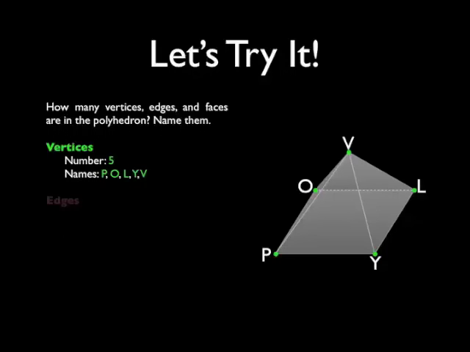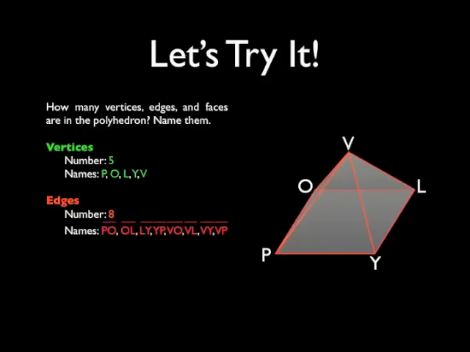So now let's look at the edges. Once again, the edges are where 2 faces intersect. I always like to start with the bottom of the figure. So we'll start at P and move along to O, and then over to L, Y, and P, and then up to the vertex, and we have VO, VL, VY, and VP. So that's a total of 8 edges, and of course, you kind of have to name them as you count them. And notice that all of the edges are segments. Vertices are points, edges are segments.